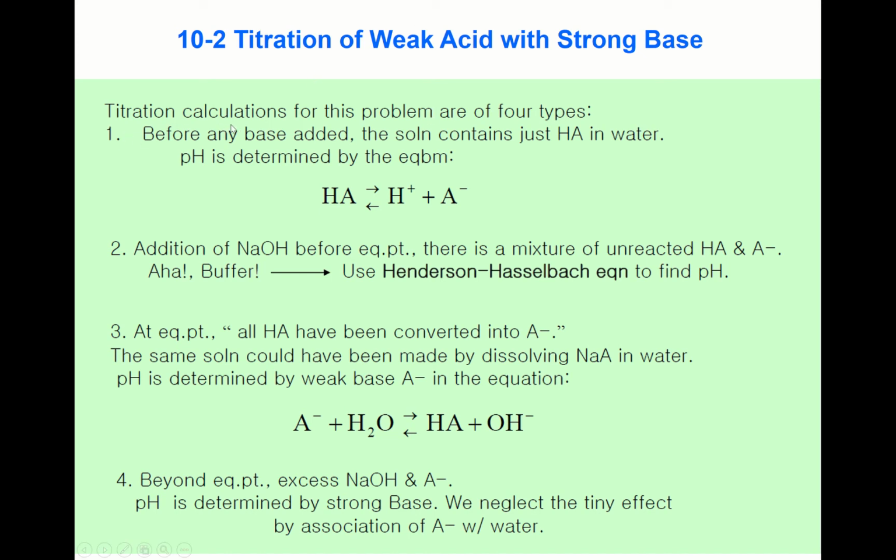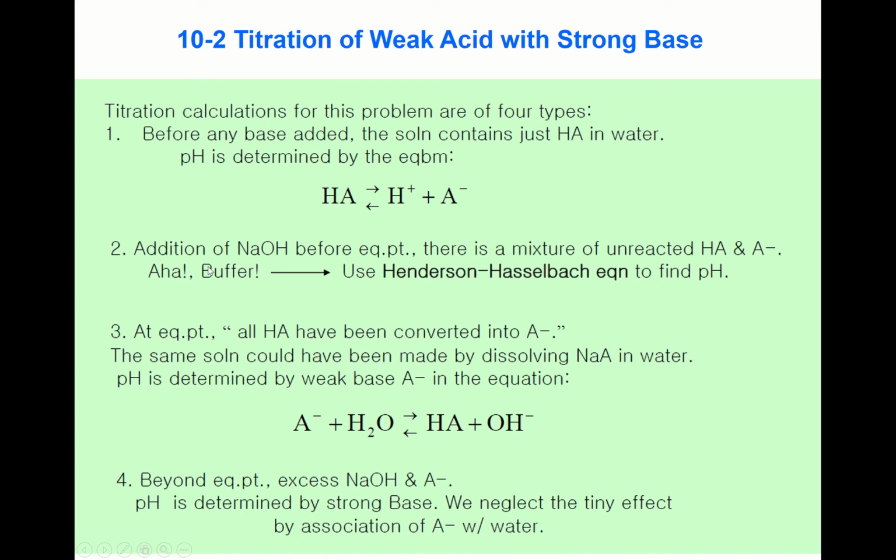So the titration calculations for this problem are of four types. First is before any base is added. The solution contains just weak acid in water. This is the initial pH, before the strong base is added. The reaction is simple dissociation of the weak acid: HA dissociates into protons and anions.